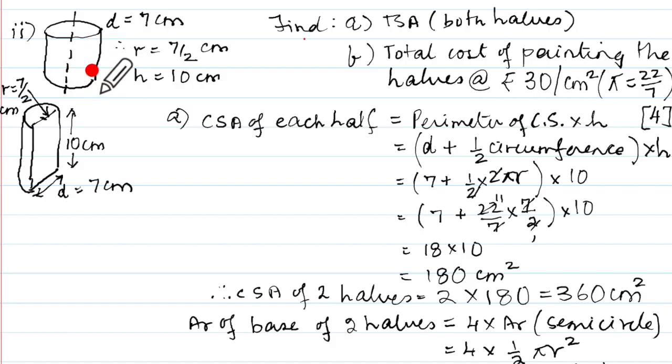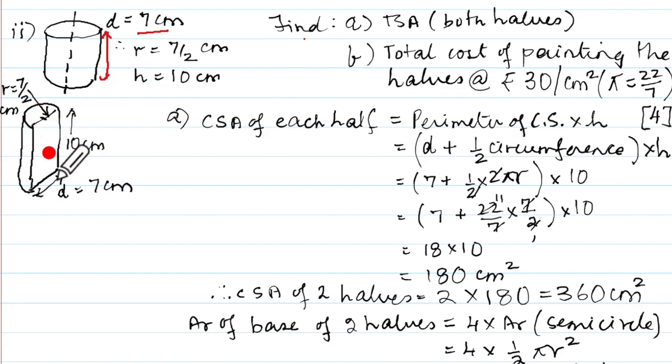For a question like this, it's better always to draw the diagram. It could be a rough diagram, it doesn't have to be exactly accurate. I have drawn it freehand. And I've written diameter is 7 centimeter. Radius is this upon 2, means 7/2. No need to write 3.5. It makes the calculations lengthier. Height from here to here, this is 10 centimeter.